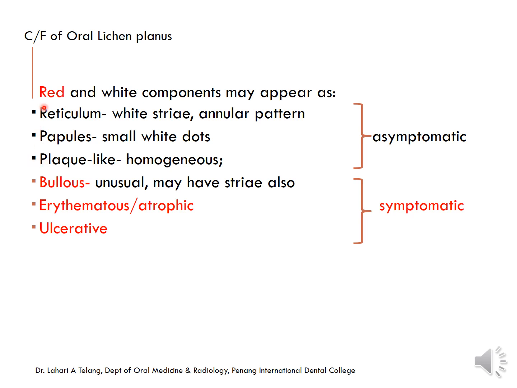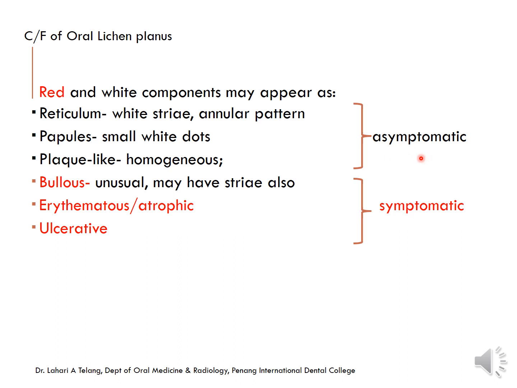So if you've noticed, I've put the first 3 in black and the rest in red. There's a reason for this. The bullous, erythematous or atrophic, and ulcerative are extremely painful conditions, and hence they are symptomatic. The reticular, papular and the plaque-like are generally asymptomatic.